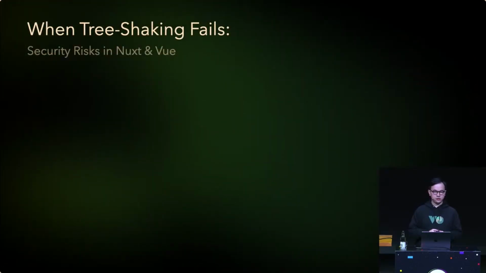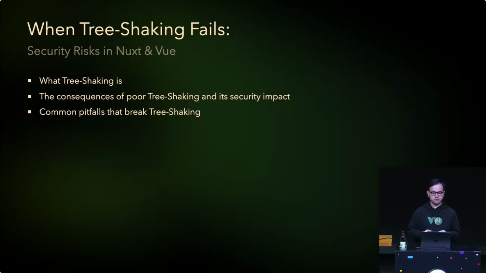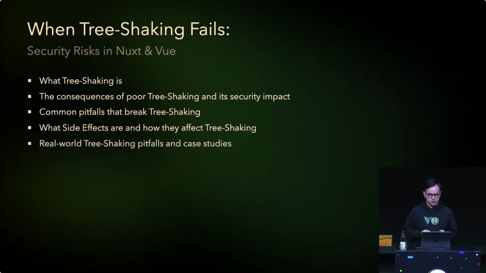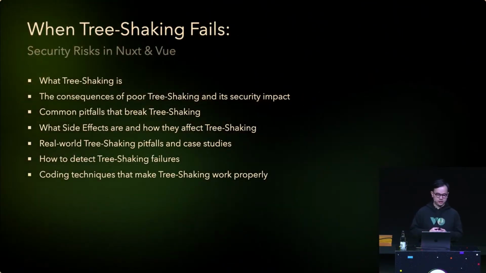And now, let's get started with today's talk: When Tree Shaking Fails, Security Risks in Nuxt and Vue. In this talk, you'll get a complete understanding of what tree shaking is, what happens when tree shaking fails, and how that relates to security. I'll also introduce some common pitfalls that break tree shaking, including what side effects are and how they affect tree shaking. We'll review real-world tree shaking pitfalls and examples, how to detect tree shaking failures, and how we can fix them. I'll also share some coding techniques that make tree shaking work properly.